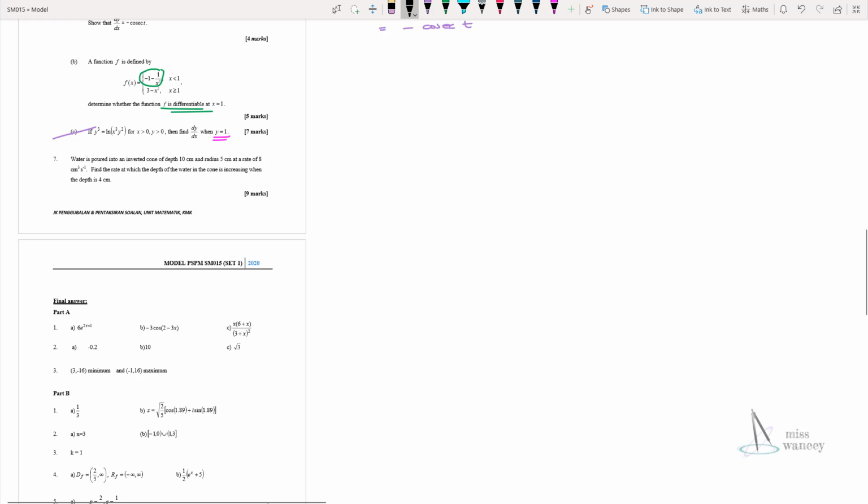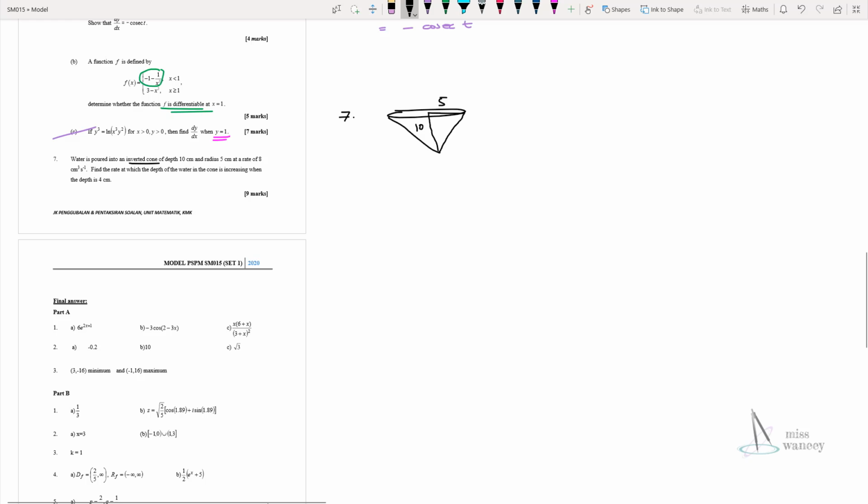Okay, so we got an inverted cone. So let us sketch the cone then. So this is question number 7, the cone. Okay, so the depth is 10. So that means from here to here, this is 10. And then the radius is 5. Okay, so this is 5.